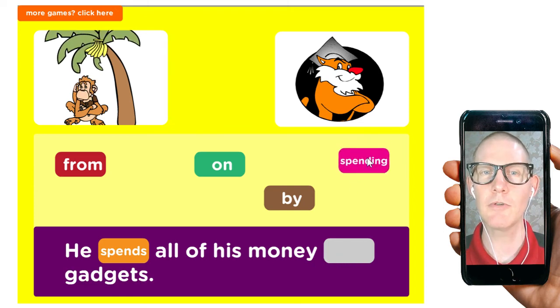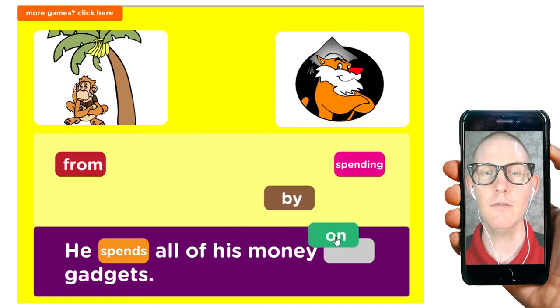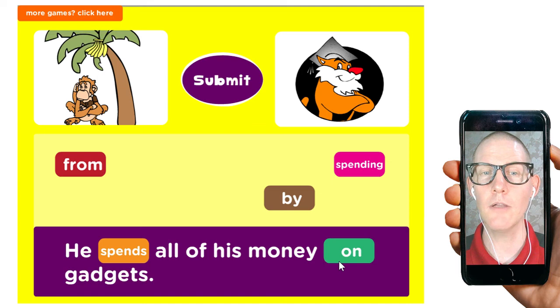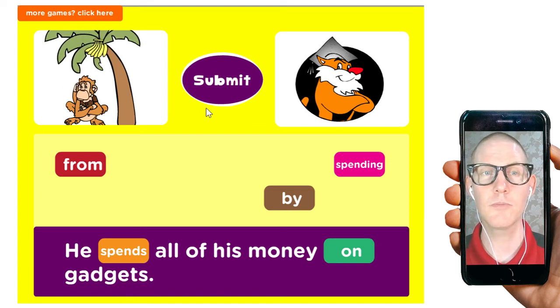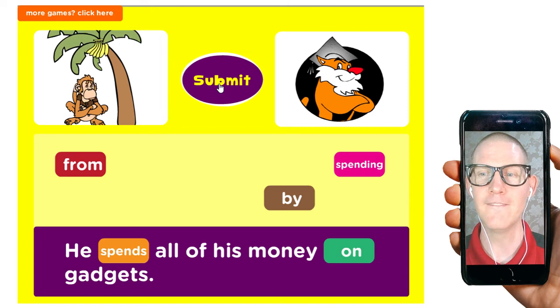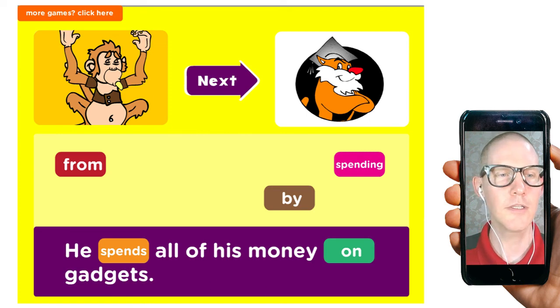Well, we know "spending" won't work. By, on, or from. Well, on. He spends all of his money on gadgets. That's the reason, and that's where his money goes. All right, so repeat after me. He spends all of his money on gadgets. Right? And when we talk about gadgets, let's take a look.